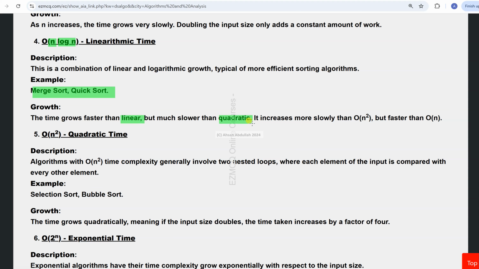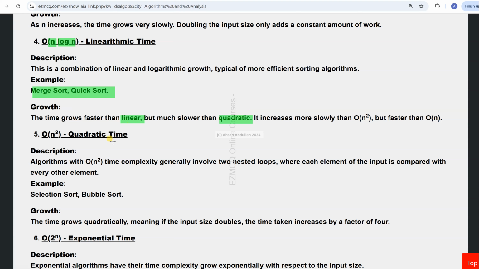Okay. So for example, if we again consider the case of n is 1,000. So when n is 1,000, for order n it is 1,000. For log of n, it is 10. And for n log n, this is 1,000 into 10, which is 10,000. But if it was quadratic, it would be a million. So this is much better than a million.